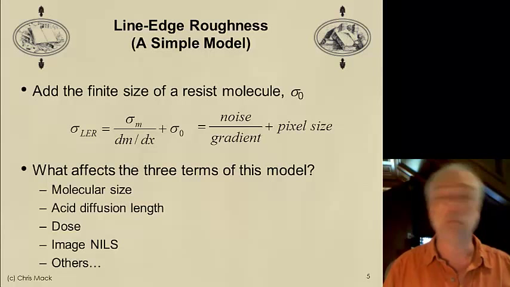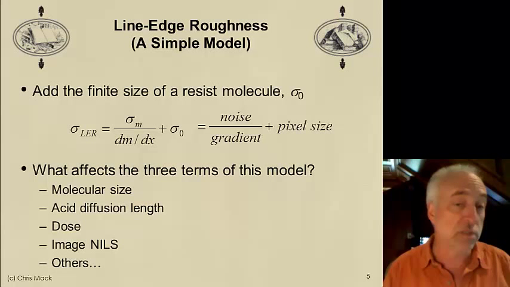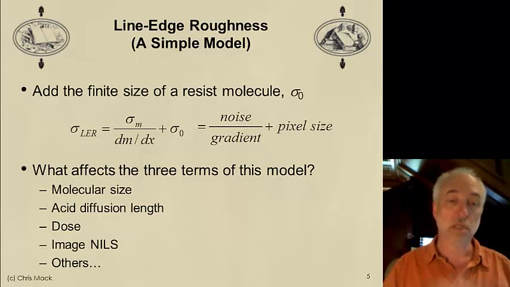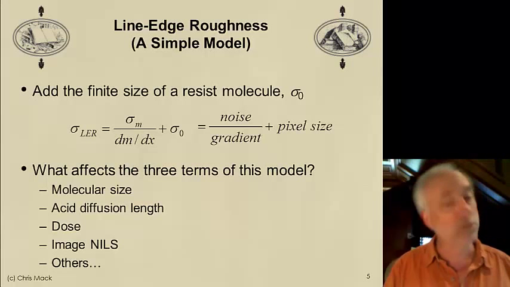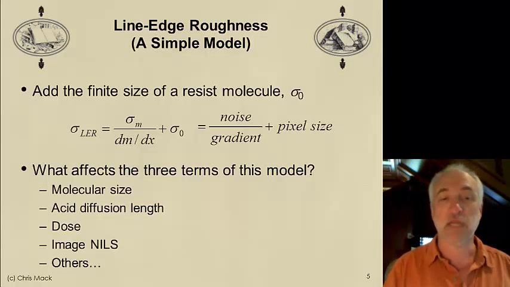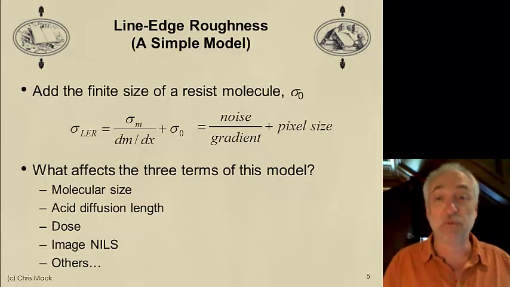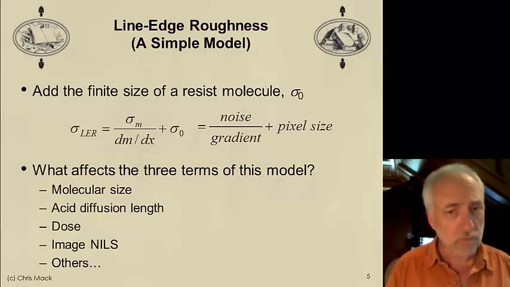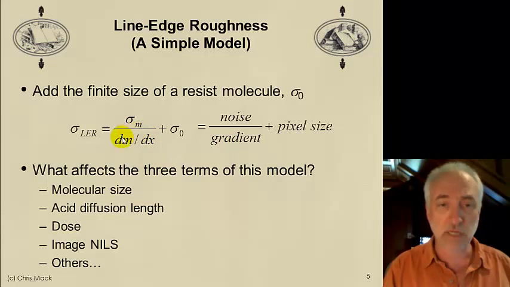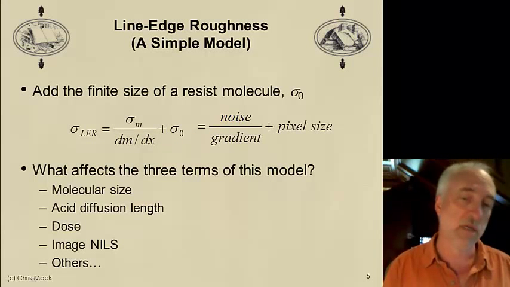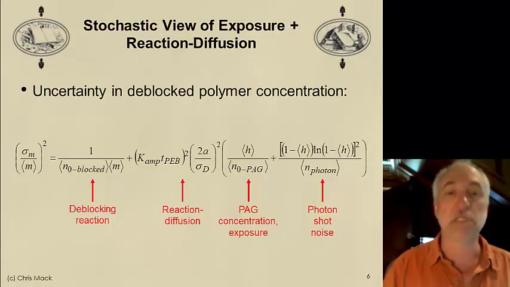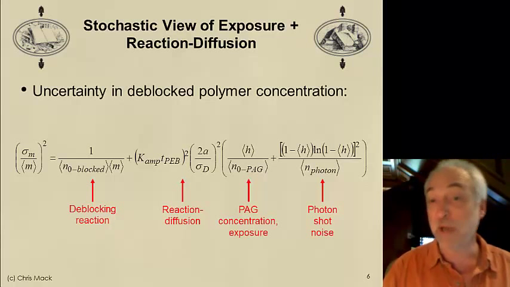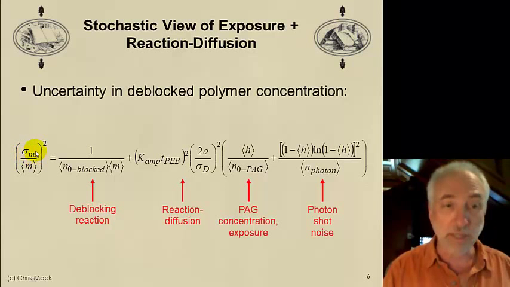Well, the size of the molecules we use in the resist, the amount of acid diffusion, the dose, the quality of the aerial image we use to expose, etc. There's lots of things that could affect these, and with this simple framework we can understand what it would be. For example, the image NILS. This is the gradient of the aerial image. The gradient of the protected polymer is directly proportional to that. So if we improve the image NILS, we make the gradient higher and our LER goes down. Very, very straightforward. Let's look at some of these others and see what happens. First of all, we do have a model for the noise, sigma m.